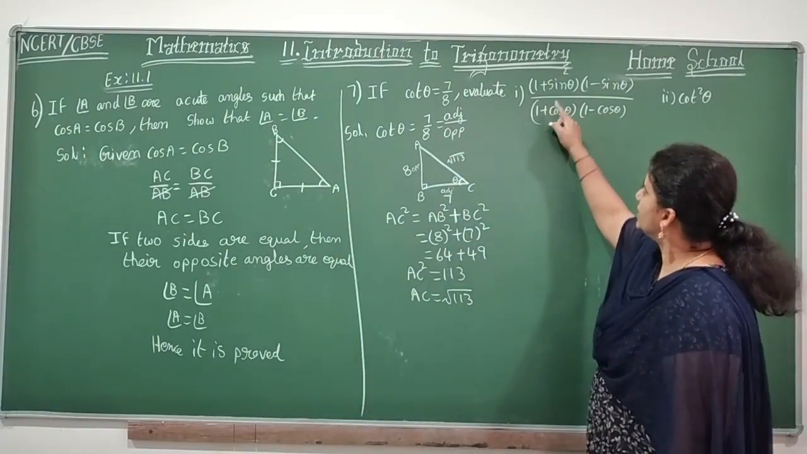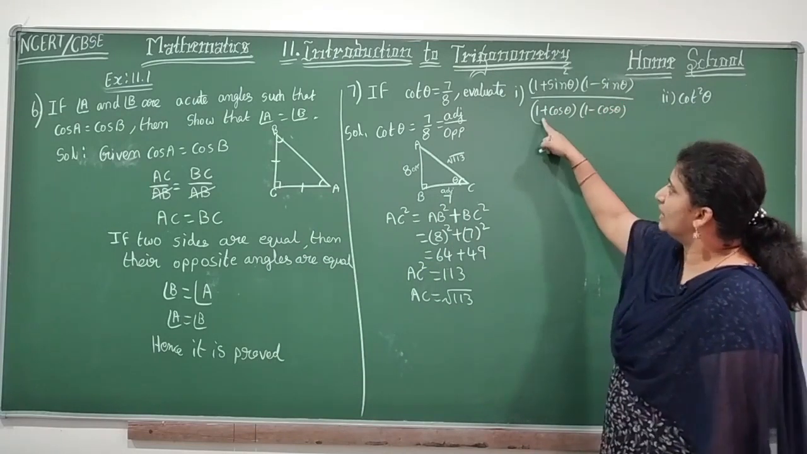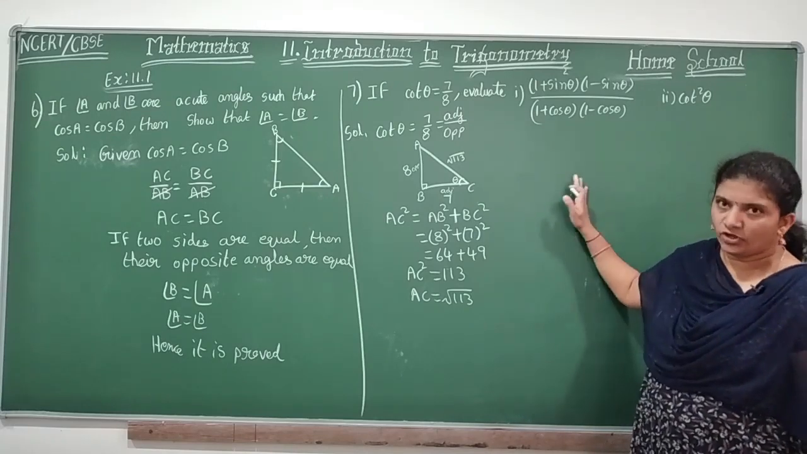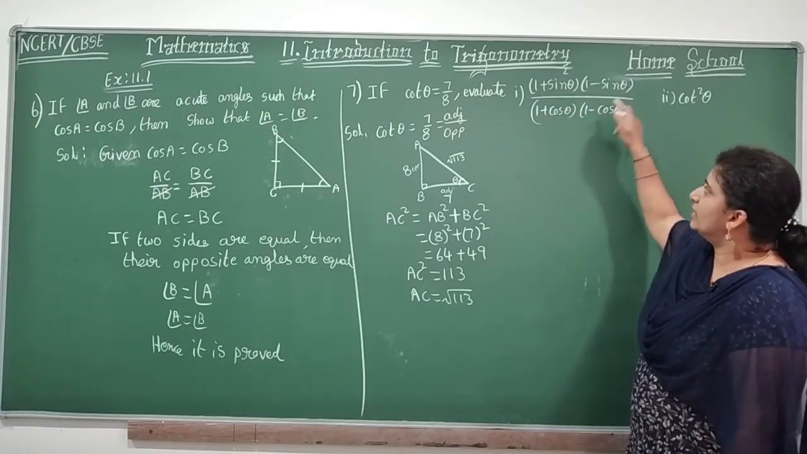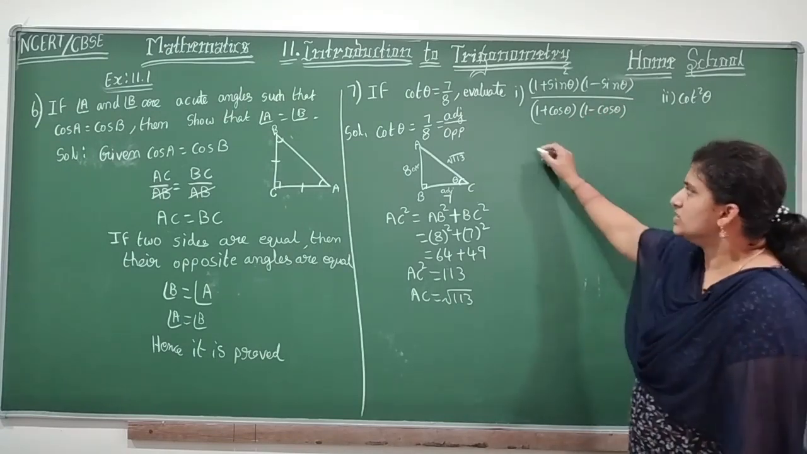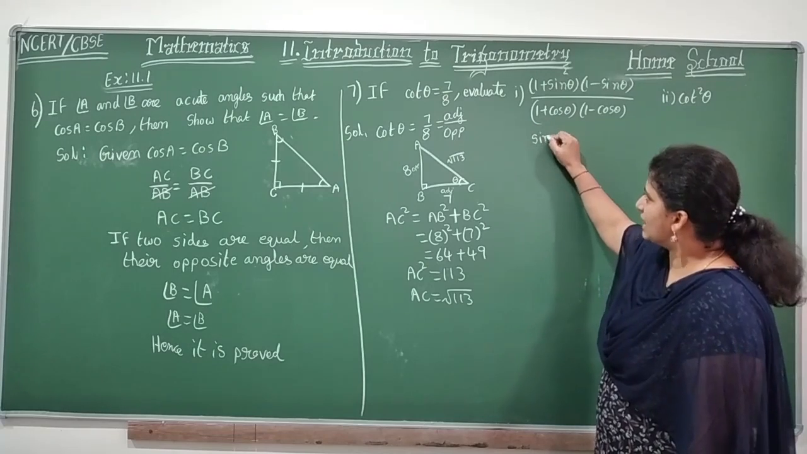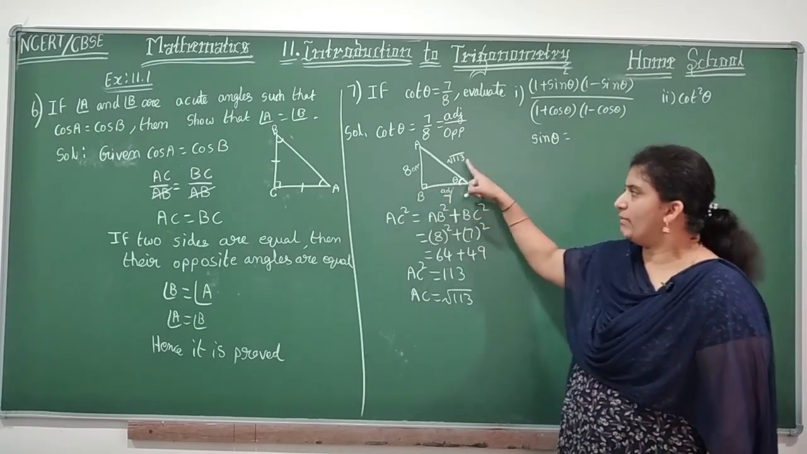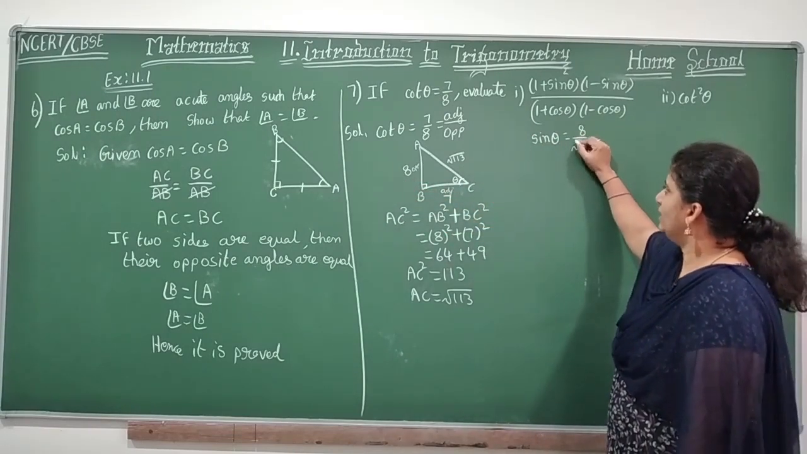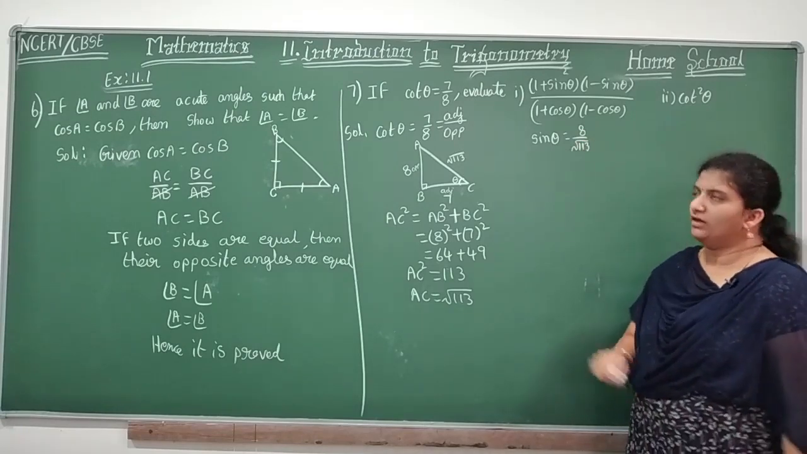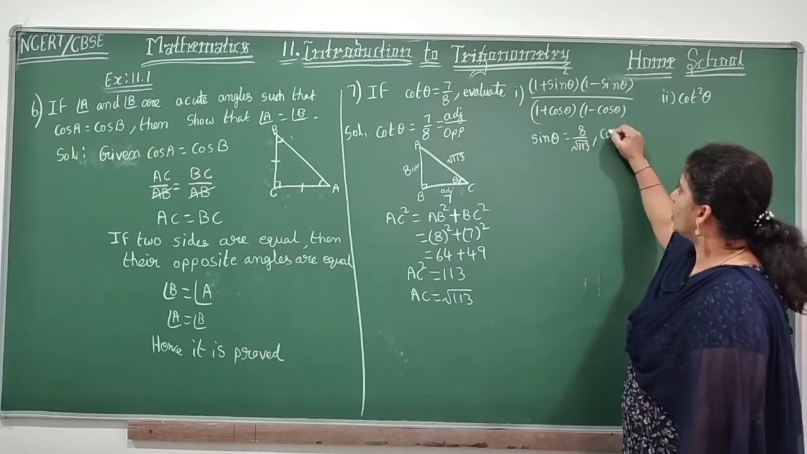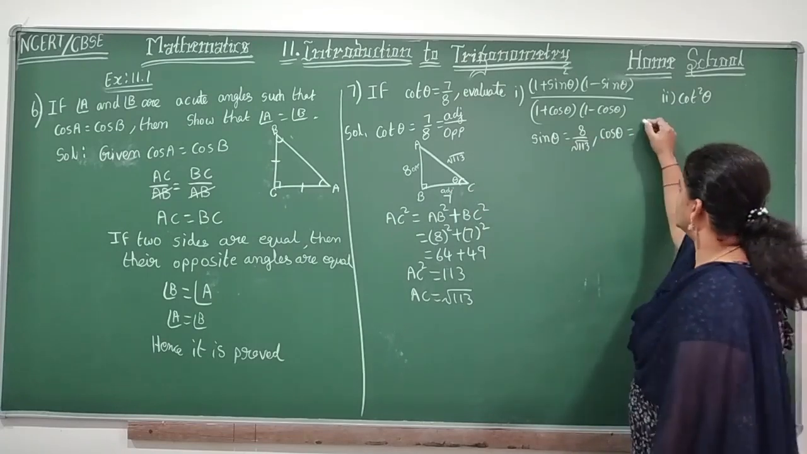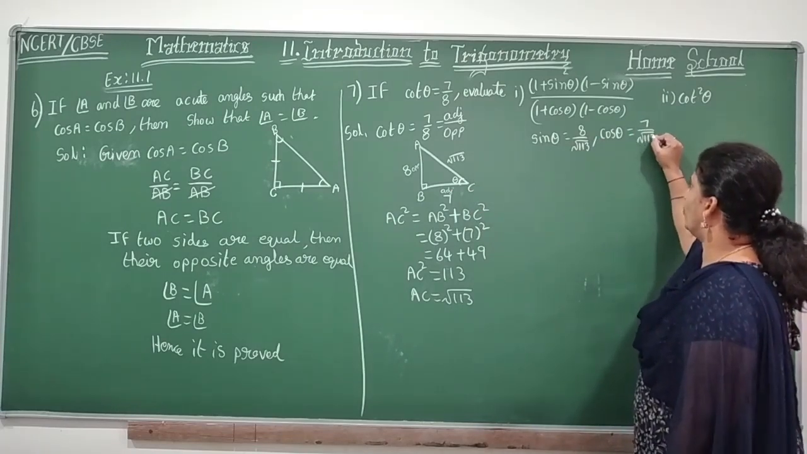What is your first sub question here? 1 plus sine theta into 1 minus sine theta, divided by 1 plus cos theta into 1 minus cos theta. Before starting this, what do we need here? Sine theta and cos theta are needed. So let's calculate. What is sine theta? Sine theta is opposite by hypotenuse, 8 by square root of 113. And what else do we need in our problem? Cos theta. Cos theta is adjacent by hypotenuse, that will be 7 by root 113.